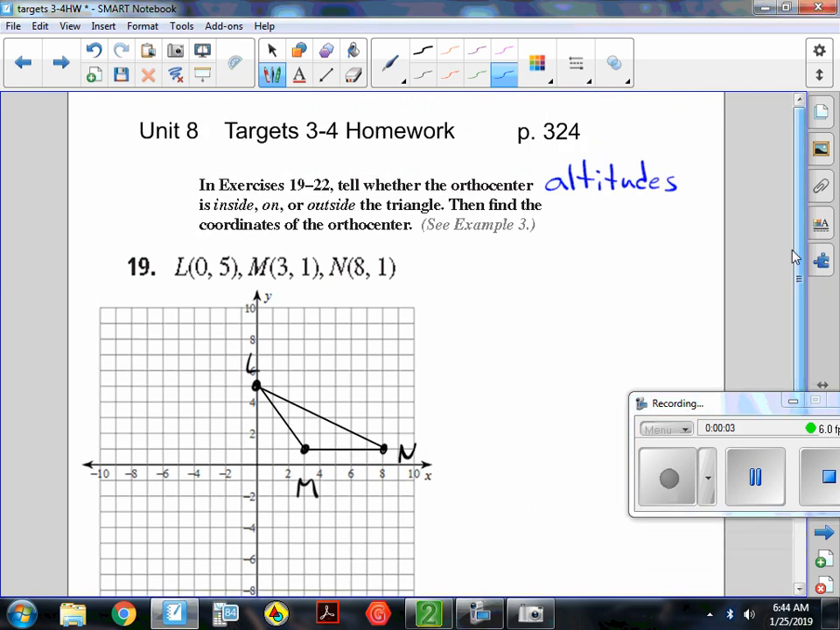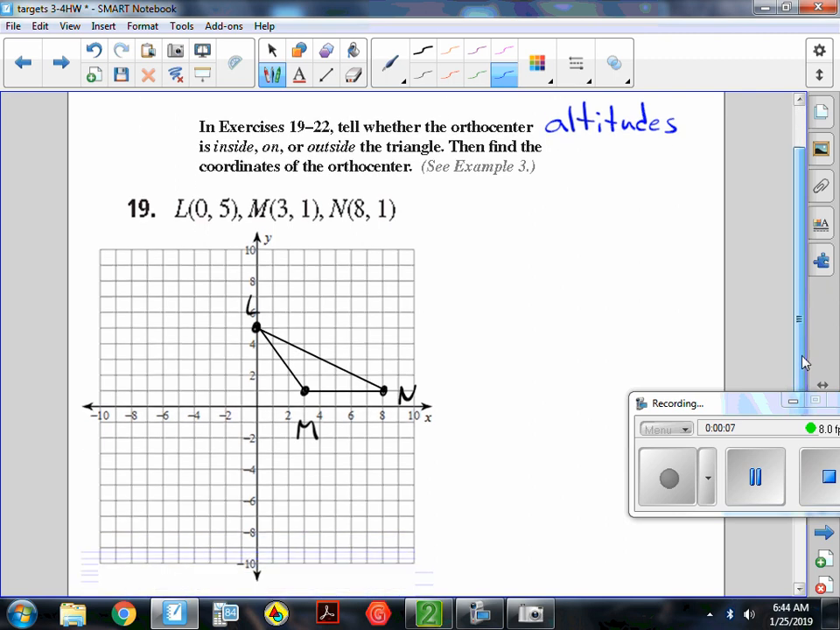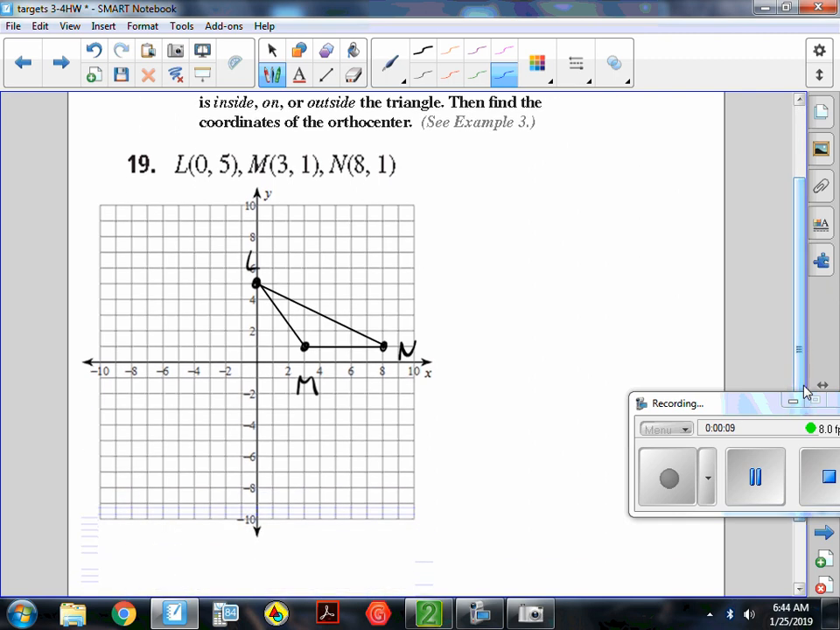Okay, this is Unit 8, Targets 3 and 4 homework, number 19. Trying to figure out where the orthocenter is and where it is compared to the triangle. The orthocenter is going to be outside the triangle because the triangle is obtuse, but we're not too worried about the fact that you know where all the things are. We do want you to be able to find them on a graph using their properties.